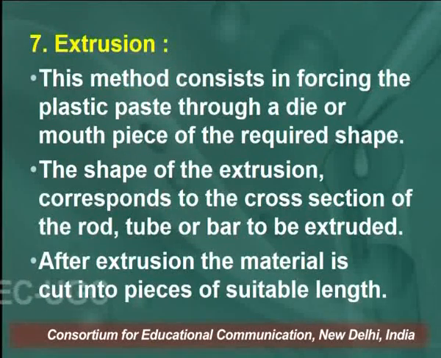The next step is extrusion. This method consists in forcing the plastic paste through a die or a mouthpiece of the required shape. The shape of the extrusion corresponds to the cross section of the rod, tube or bar to be extruded. After extrusion, the material is cut into pieces of suitable length.